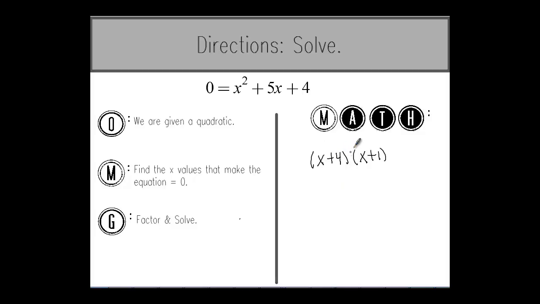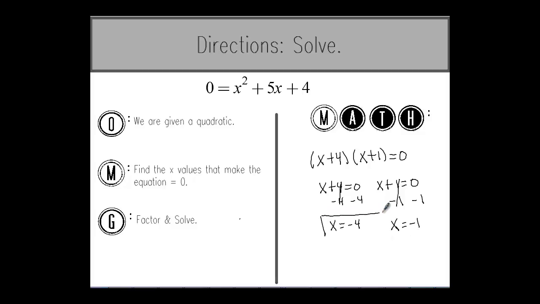Once it's in factored form, to solve, since we're setting the equation equal to 0, we take each factor separately, set it equal to 0, and solve for x. For the first one, to get x alone, to undo a plus 4, we subtract 4. 4 minus 4 is 0, so that cancels, leaving us with x equals negative 4. Over here, to get x alone, we're adding 1, so we're going to subtract 1, so those will cancel. 1 minus 1 is 0, so that cancels out, and I'm left with x equals negative 1.